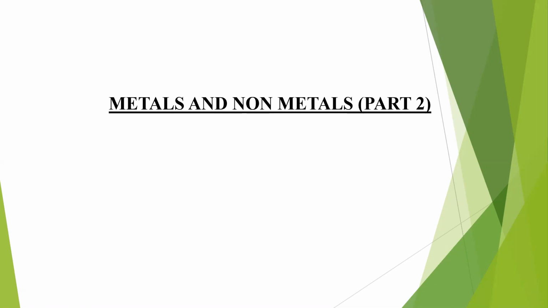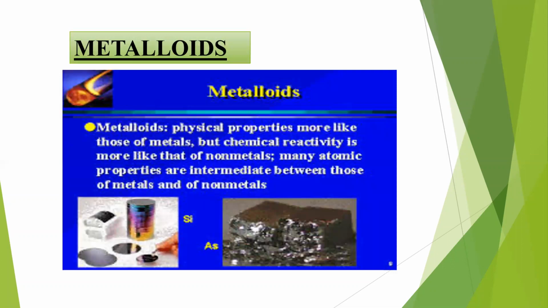Now today we will be beginning with our revision video lesson on metals and non-metals. That is the second part. Lastly we have already read about metals, non-metals, their occurrence, their characteristics, the exceptions to those characteristics, and the comparison between the characteristic features of metals and non-metals. Now today we will be beginning with the part metalloid.